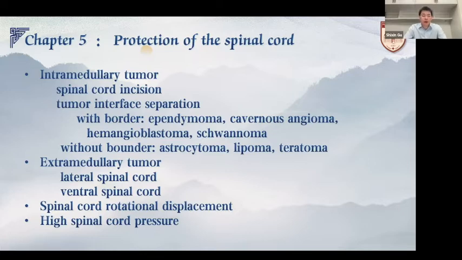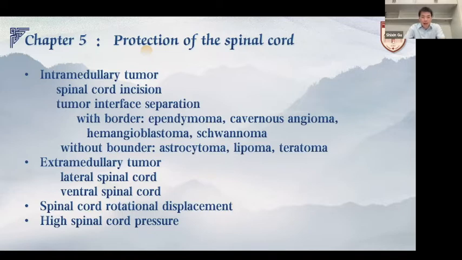For intramedullary tumors, some have a clear border with the spinal cord tissue, in which case the tumor can be completely resected along the border, such as ependymoma, cavernous angioma, hemangioblastoma. Some have no boundary with the spinal cord tissue. In such cases, only intratumoral resection can be performed, and no forced separation is allowed. Otherwise, serious spinal cord function damage will occur, such as astrocytoma, lipoma, teratoma.